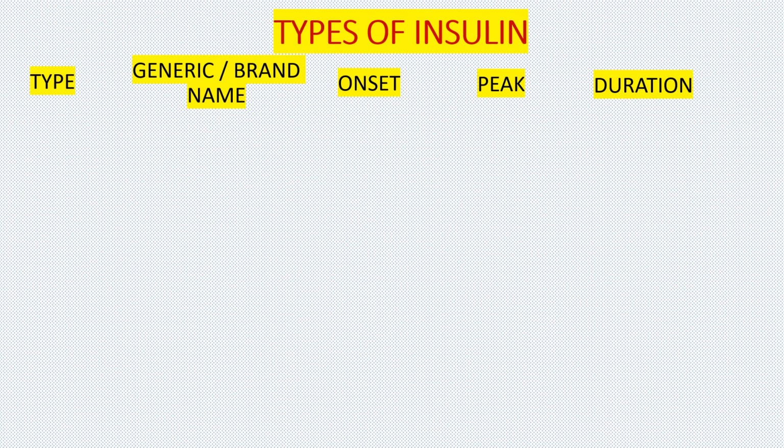Okay, moving on to the types of insulin. So we have the types, the generic, and the brand name. The onset, this is the time the insulin starts working. We have the peak, the time insulin works the hardest. The duration, how long the insulin stays active.